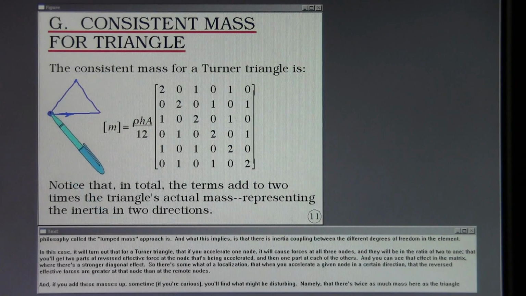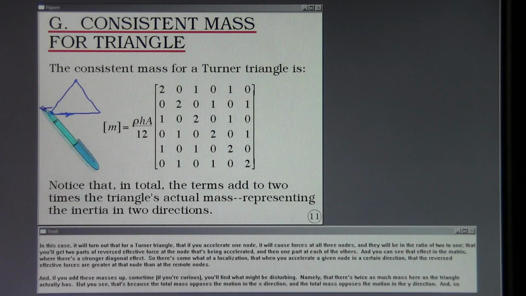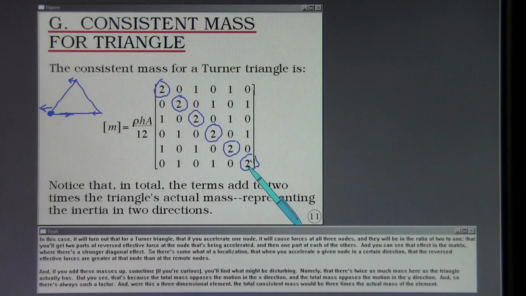And they will be in the ratio of 2 to 1, that you'll get 2 parts of reversed effective force at the node that's being accelerated, and then 1 part at each of the others. And you can see that effect in the matrix where there's a stronger diagonal effect. So there's somewhat of a localization, that when you accelerate a given node in a certain direction, the reversed effective forces are greater at that node than at the remote nodes.